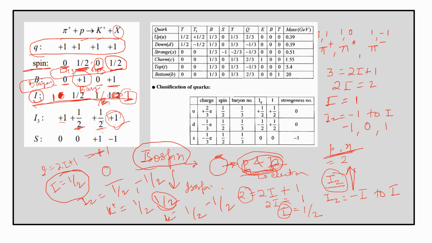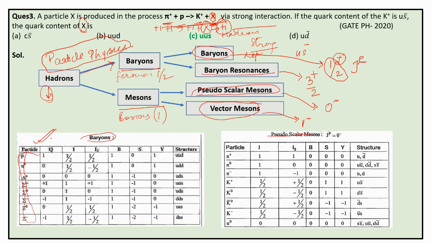Any doubt here? Now the next thing is strangeness. Strangeness basically means there are certain particles whose formation is governed by strong interaction, but they decay via weak interaction, so they are known as strange particles. If you look here, the pion has zero strangeness. And how this strangeness comes, you don't need to learn it by heart.